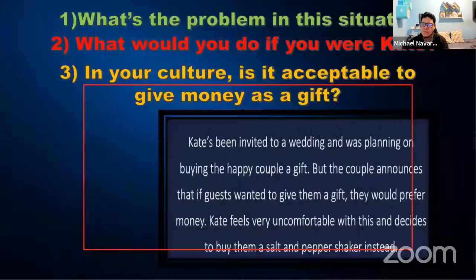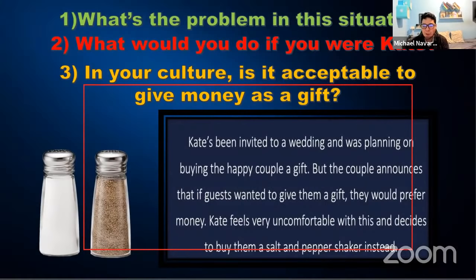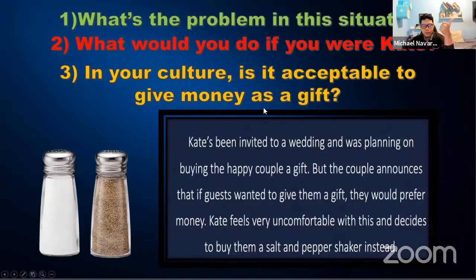Teacher, what is a pepper shaker? There you are, you have the pictures. A salt and pepper shaker. Now, as you can see, there is a situation here. I provide my students with the context, and I want my students to analyze the situation. And I ask these questions to my students. What's the problem in this situation? What would you do if you were Kate?